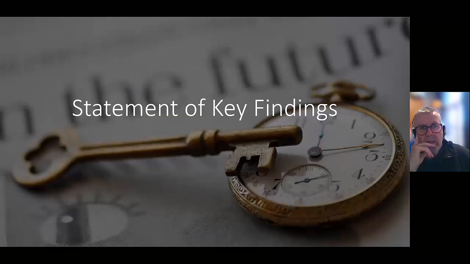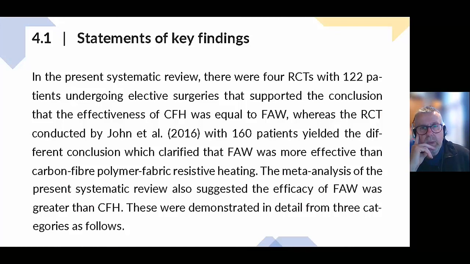So starting with their key findings, as we have seen earlier in the forest plot, 4 out of the 5 papers did not declare a clear winner between CFH and FAW, but the paper with the largest sample size, which turned out to be crucial to this systematic review, was John et al. from 2016, which did show that FAW was more effective than CFH.